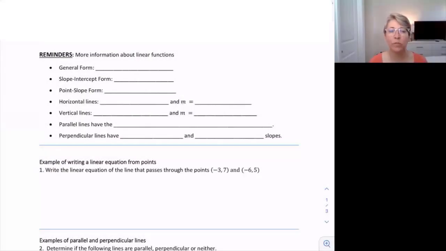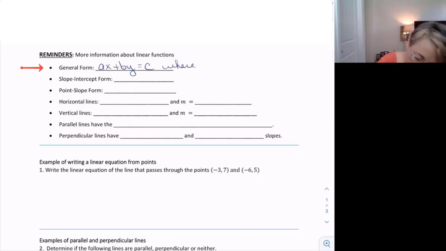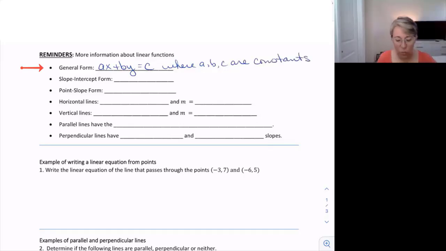All right, team, 1.4 equations of lines. Here's a little bit more information about our linear functions. We have the general form, ax plus by equals c. Now, here, the a, b, and c are constants, meaning they're just numbers. So remember, x and y are only variables and their exponents are 1.